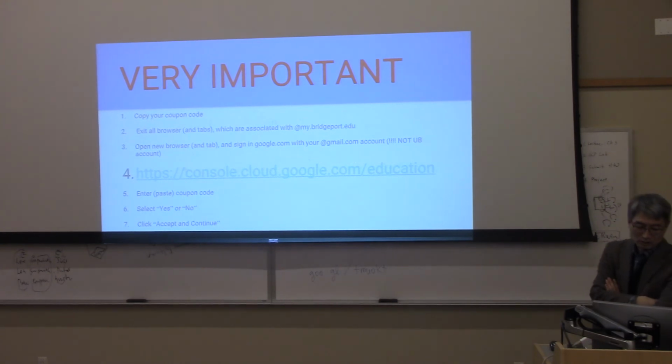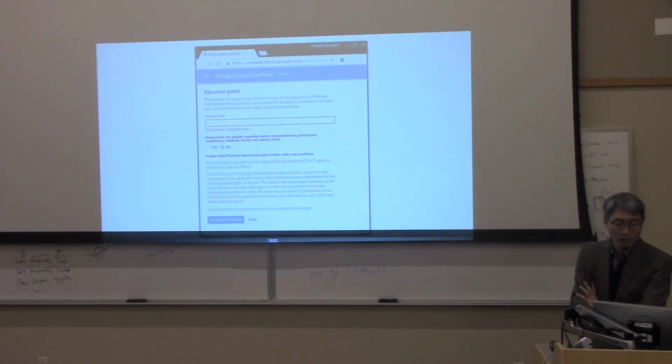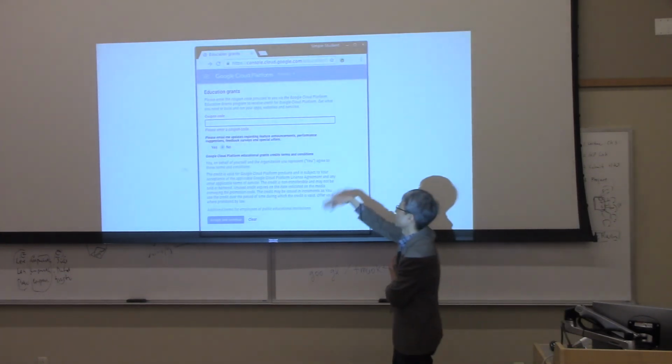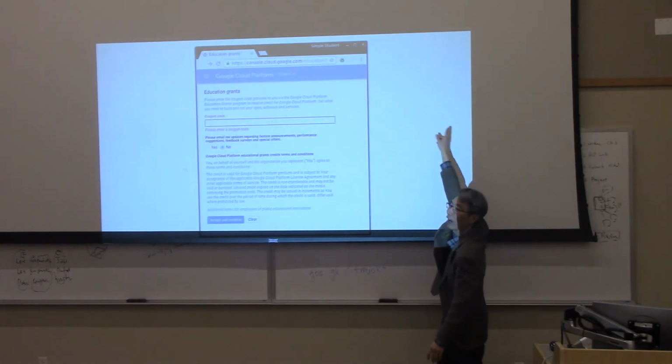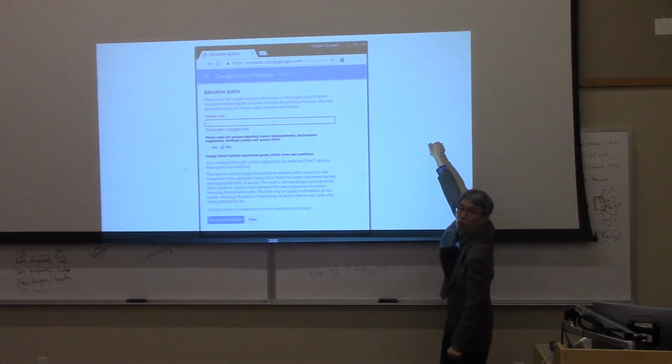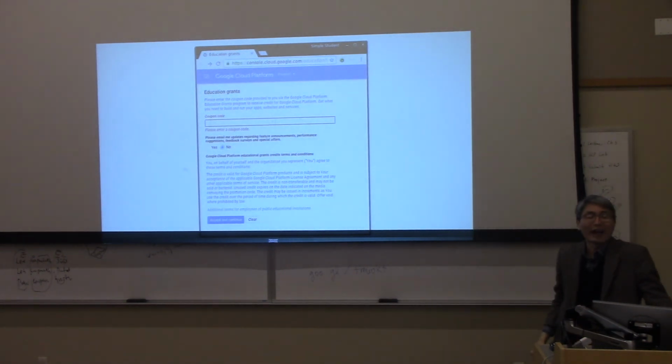If you type the coupon code, it will show the amount of money that you will get and the course name. Then you can select either yes or no. You don't have to select yes. So just select no, then accept and continue. Please check the blue bar to see whether you signed in with the Gmail account. If you sign in with the UB account, it will not be activated properly, and you cannot use it.